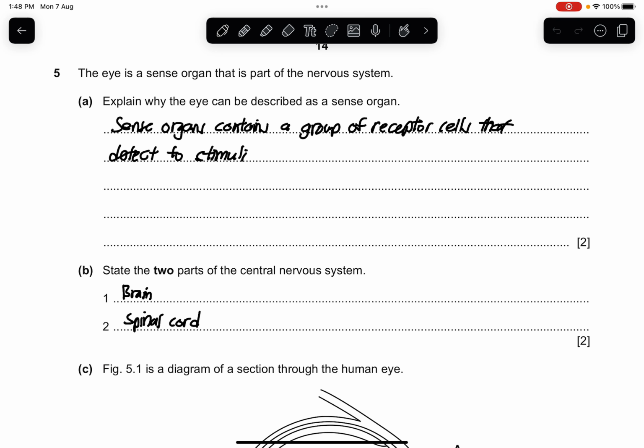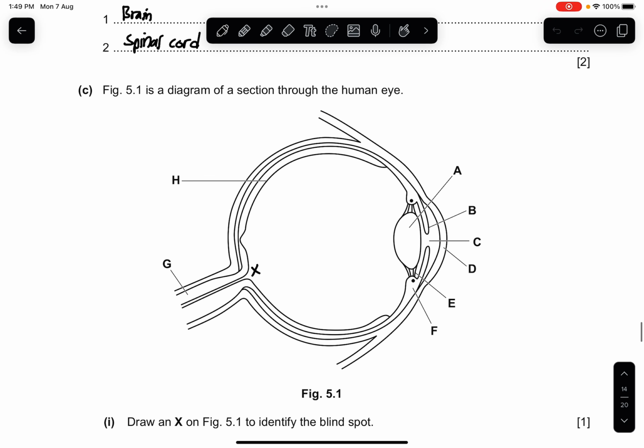Okay, question 5. The eye is a sense organ that's part of the nervous system. Explain why the eye can be described as a sense organ. They basically ask you for the definition. So sense organs contain a group of receptor cells that detect stimuli. You can give some examples, but this answer can already give you 2 marks. Okay, state the 2 parts of the central nervous system, the brain and the spinal cord. Okay. Figure 5.1 is a diagram of a section through the human eye.